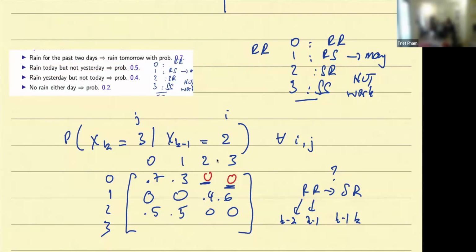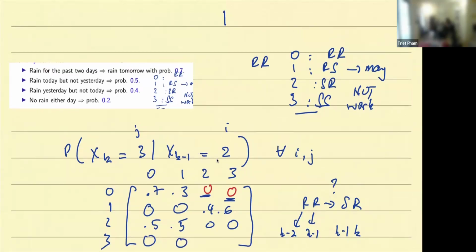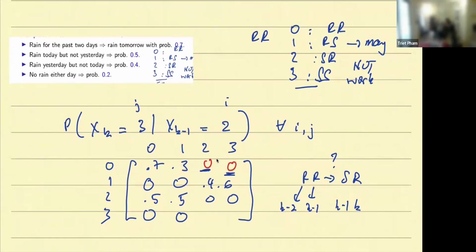All right. Last row. 3 cannot go to 0, right? 3 cannot go to 1. So if it does not rain on either day, it will rain tomorrow with probability 0.2, so SR. So that's 0.2 and 0.8. Do we agree? Any question?